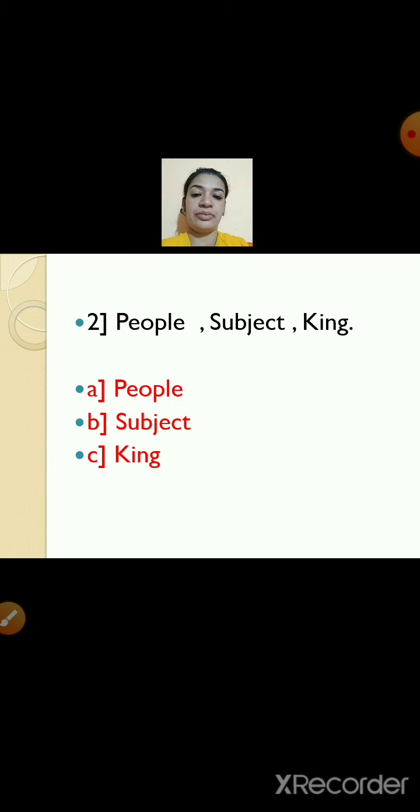Question number 2. People, subject, king. And the options are people, subject, king. Yes, very good. And the odd man out is king.